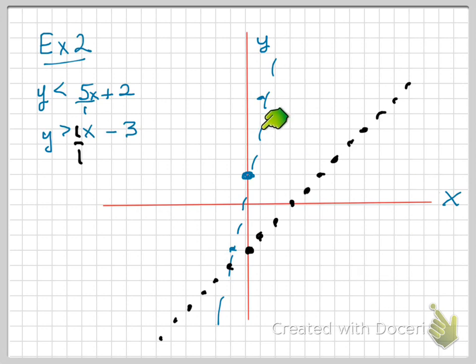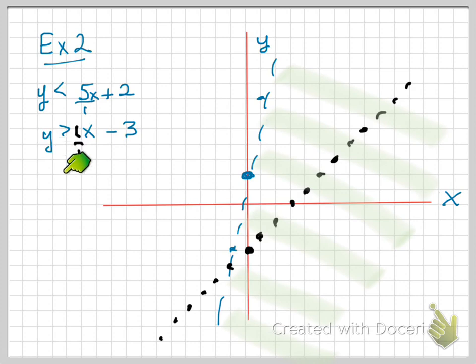So if I put my pencil on that line somewhere, anywhere, less than means to go down, so I go straight down. That lands me in region B. So I want to shade that side of the line. So I'm shading that side of the blue line, ignoring the black line.